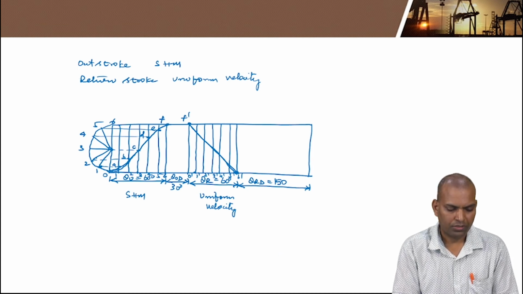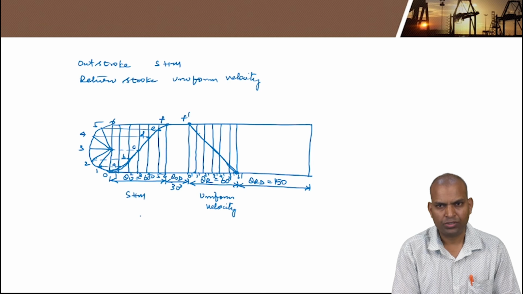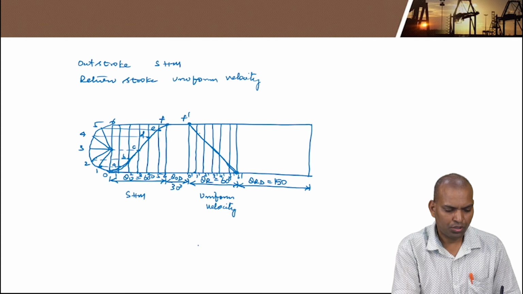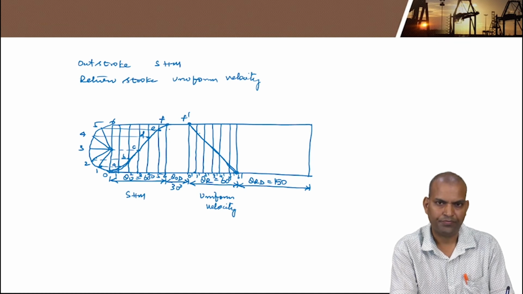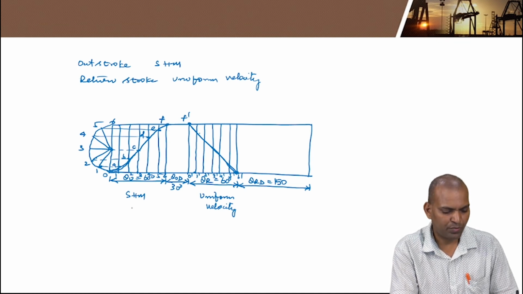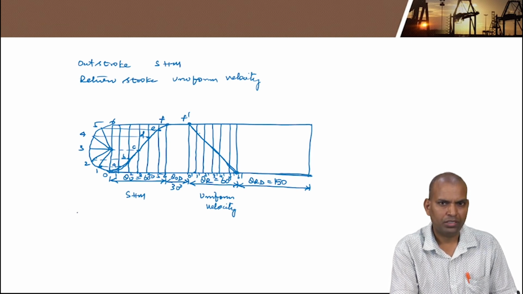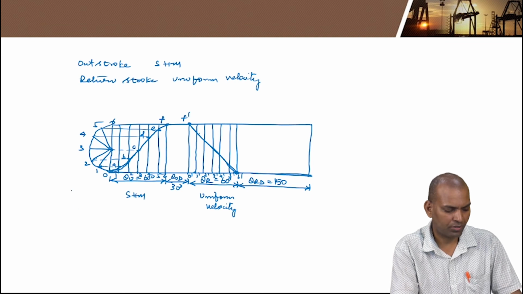This is outstroke. We did not follow the same points. We did not transfer here, because it is not SHM motion during return stroke. During return stroke, it is uniform velocity motion. So for uniform velocity motion, it is a straight line. For SHM motion, it is a curve. So this is the displacement curve of a follower having a simple harmonic motion during outstroke and uniform velocity during return stroke.